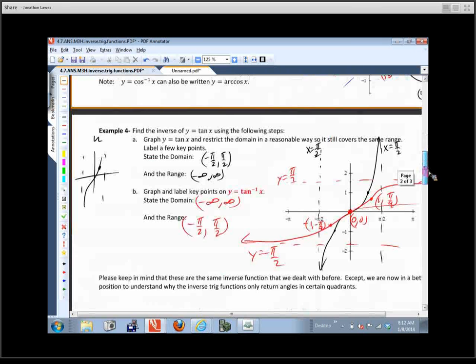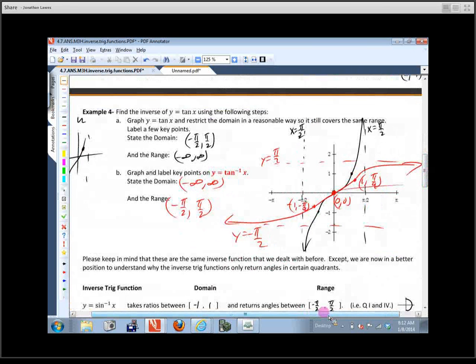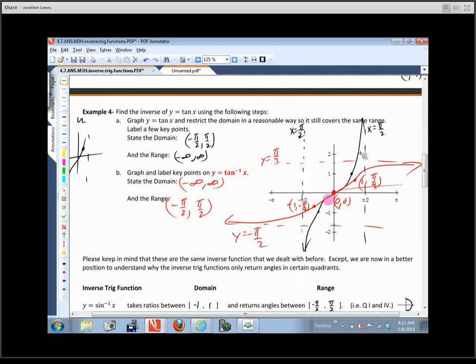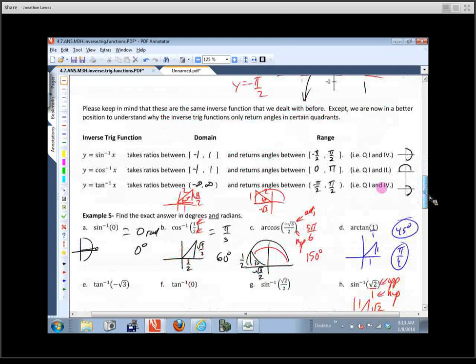And then we looked at tangent inverse, and tangent inverse is definitely different because of the shape. It was very easy to restrict the domain on the original function, and when we invert that function, the domain for the inverse is all real numbers. You can plug in any ratio you want into the tangent inverse function. The range, the angles that you get out, are from negative pi halves to pi halves.